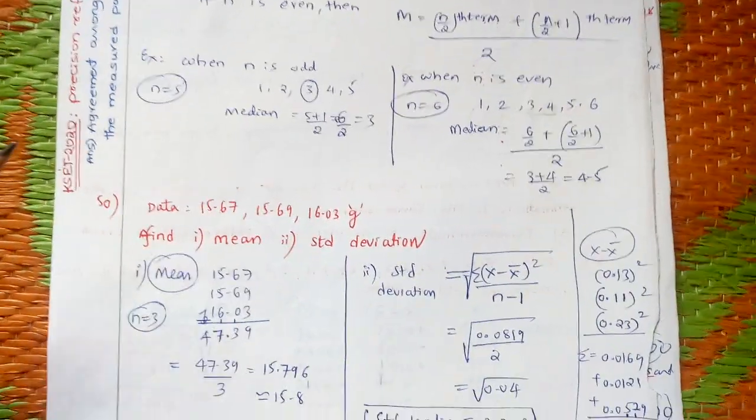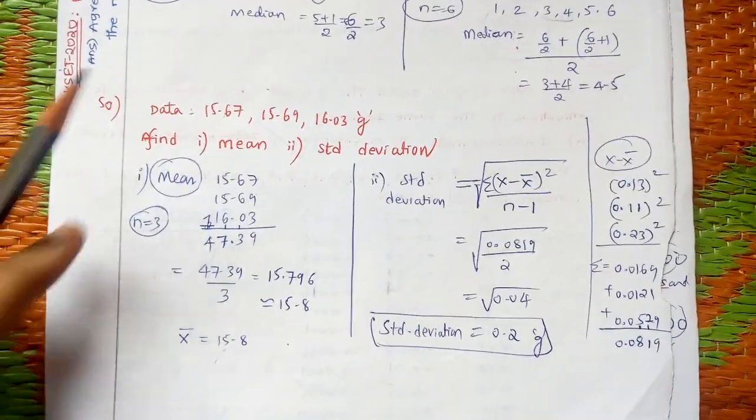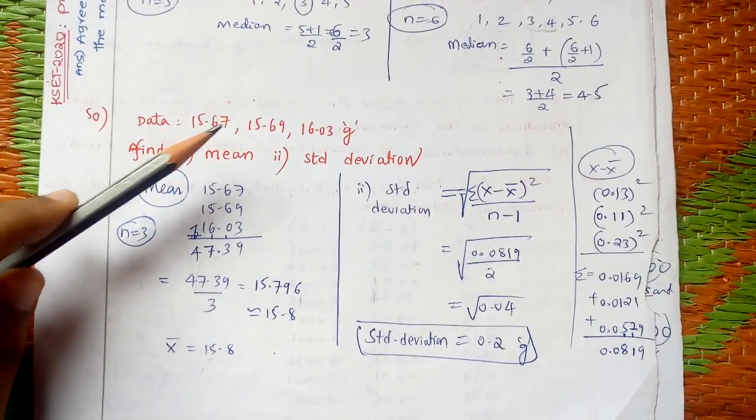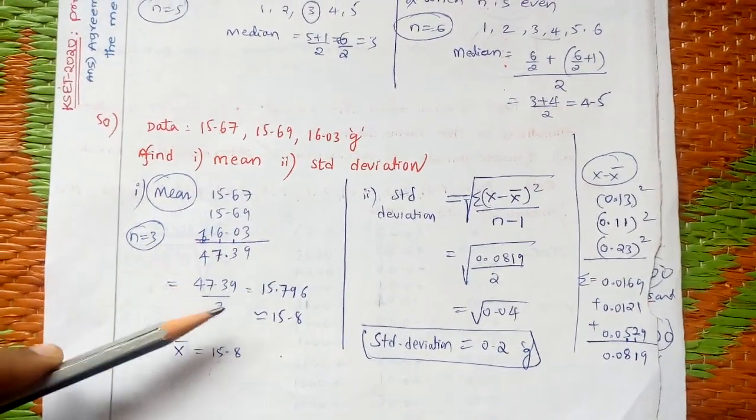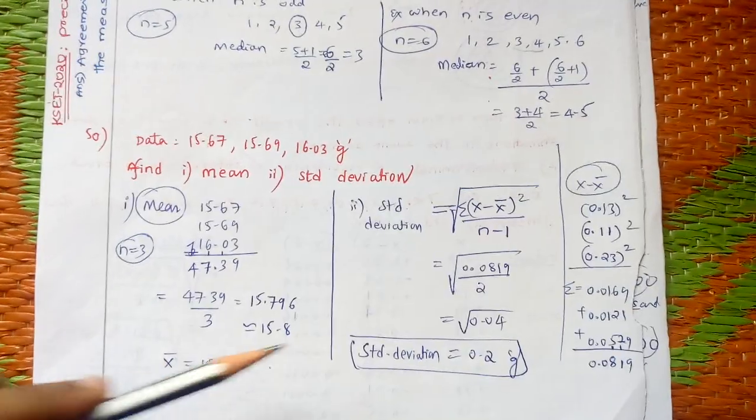Here in data analysis they asked mean and standard deviation. For the mean, you have to take the sum of these three numbers divided by the total number. Here three numbers are there, so you will get a mean of 15.8.